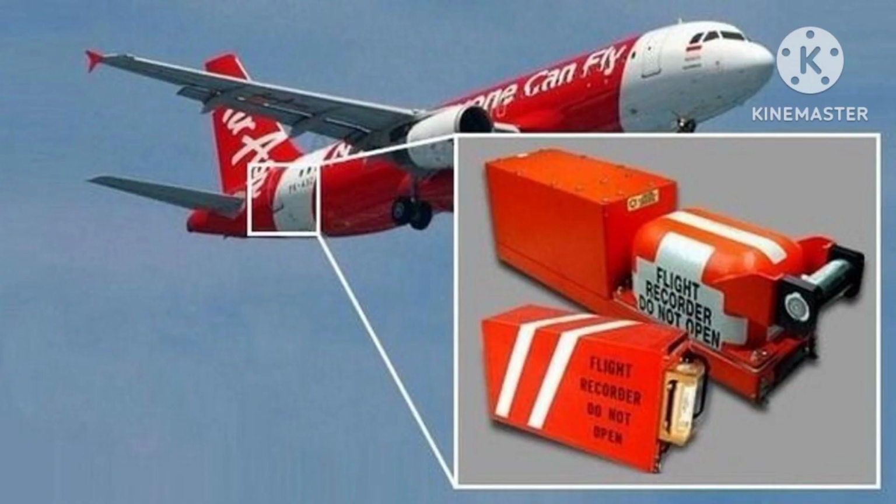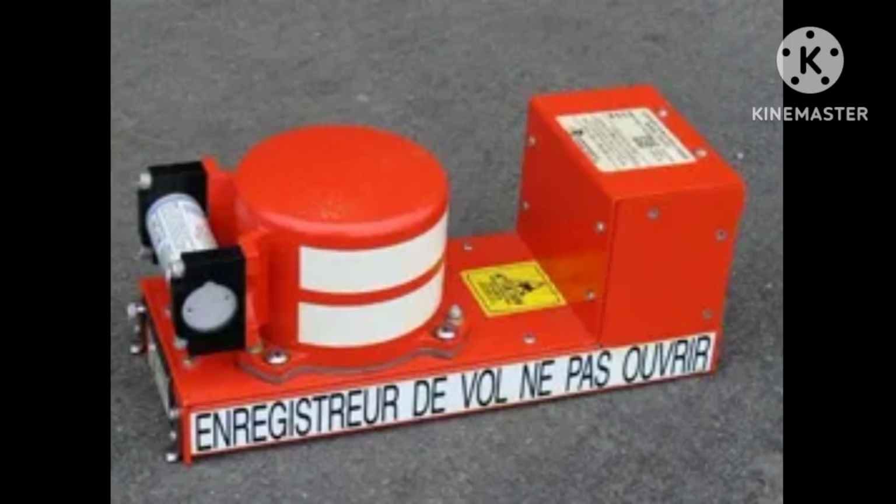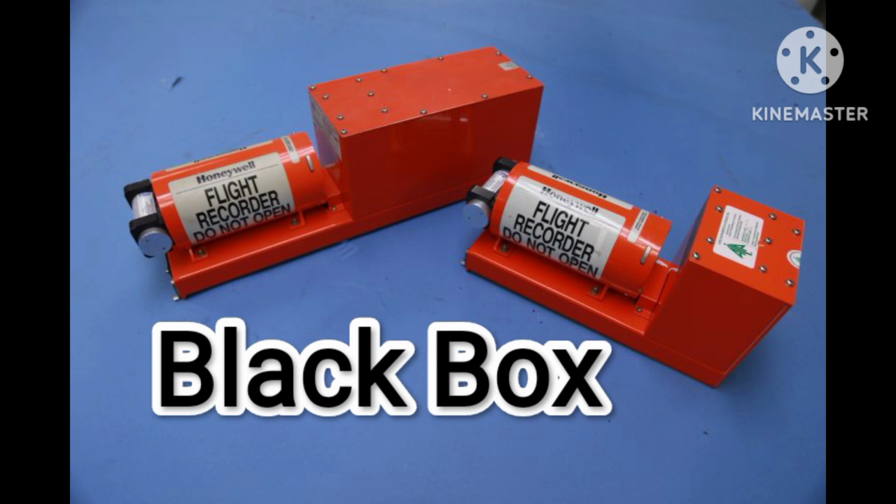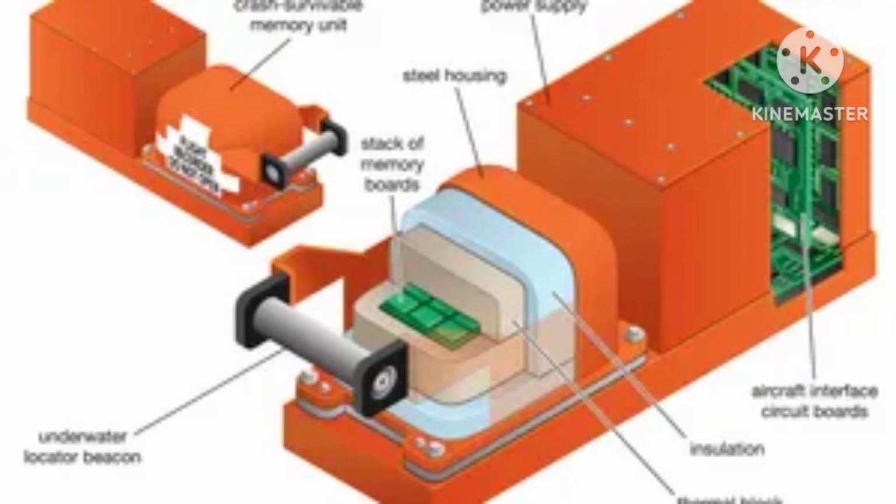Advancements in black box technology have been made in recent years. For example, real-time streaming of flight data is being developed, allowing continuous monitoring of aircraft systems and enabling immediate responses to potential emergencies. In summary, the black box is an essential tool in aviation safety. It provides critical information for accident investigations, understanding the chain of events, and implementing measures to prevent future incidents.